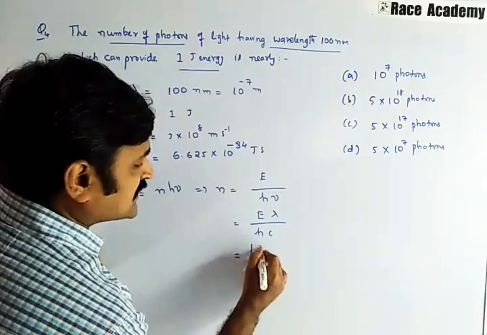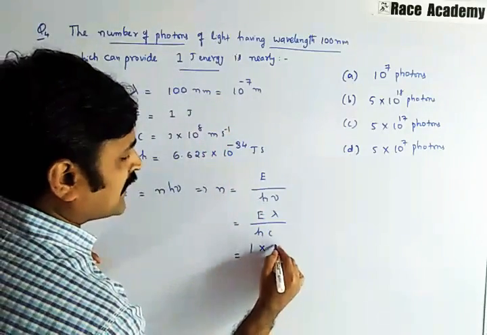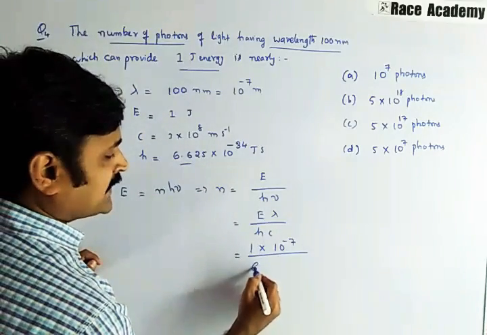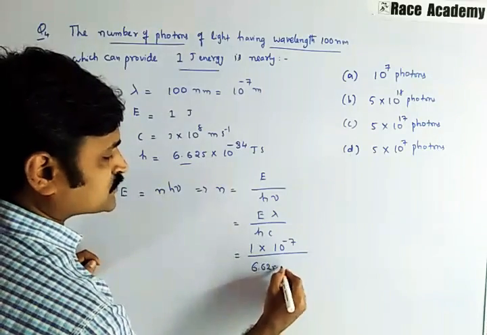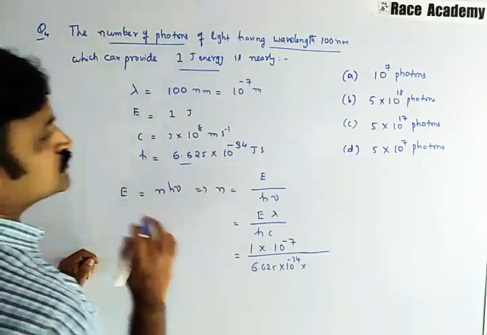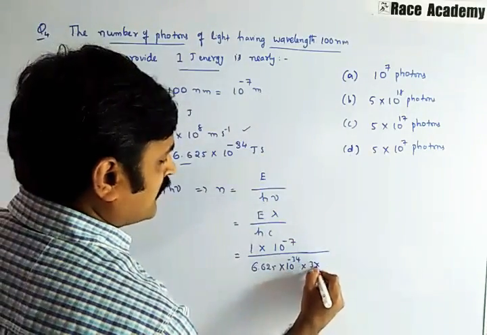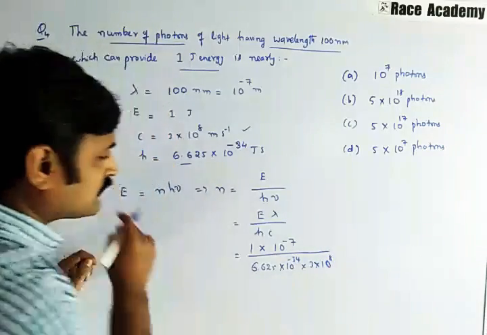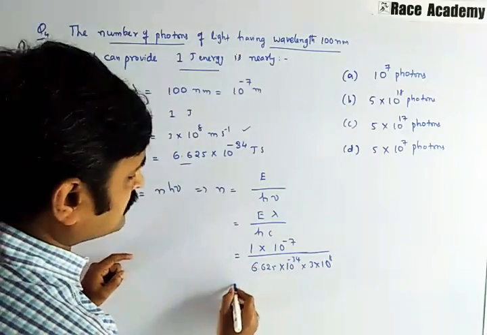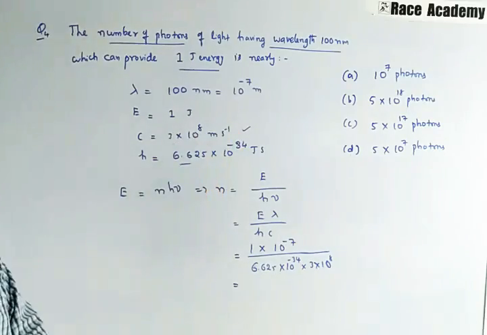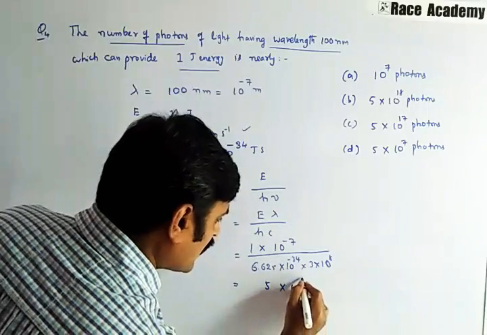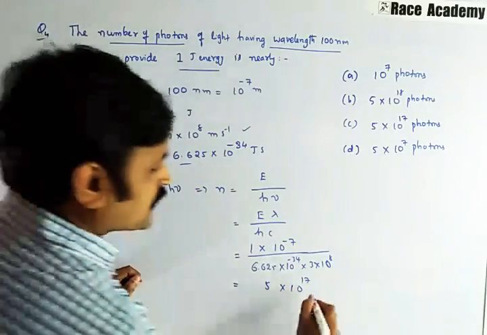Now what is the E value given in the question? 1 joule, and the lambda value is 10 power minus 7 meters, divided by the h value 6.625 into 10 to the power of minus 34, into the c value 3 into 10 to the power of 8. So this is the problem. Upon simplification, we will get the answer, which is equal to 5 into 10 to the power of 17 photons.